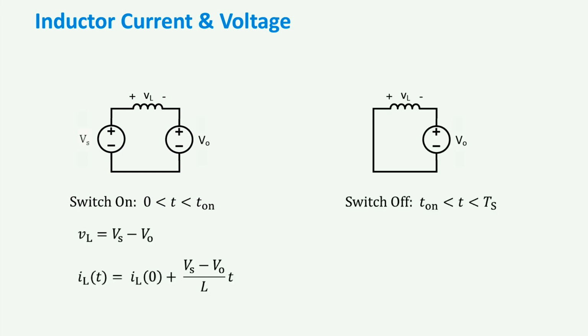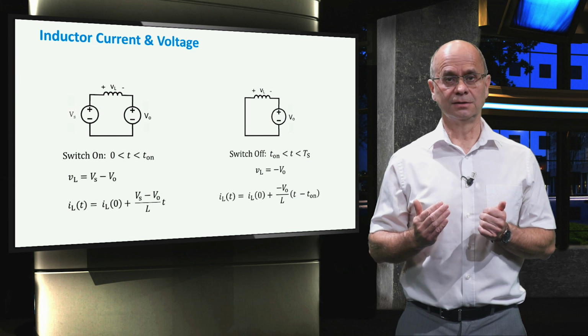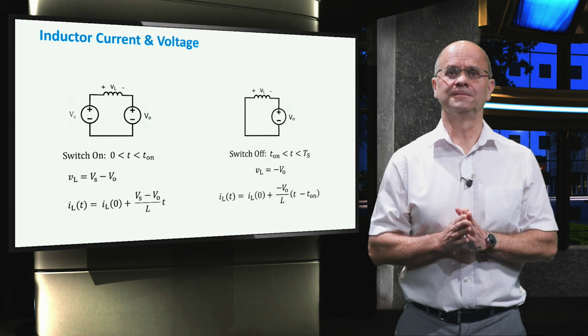When the switch is on, the voltage across the inductor is the difference between the input and the output voltage. By integrating the inductor voltage over time, we can solve for the output current. Since the input voltage is greater than the output voltage, the current is increasing linearly. When the switch is off, the voltage across the inductor is simply the negative value of the output voltage. We can again solve for the output current, and we find that it is decreasing linearly.